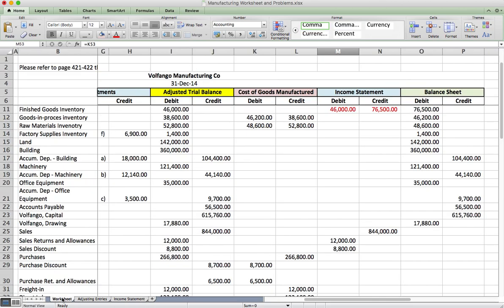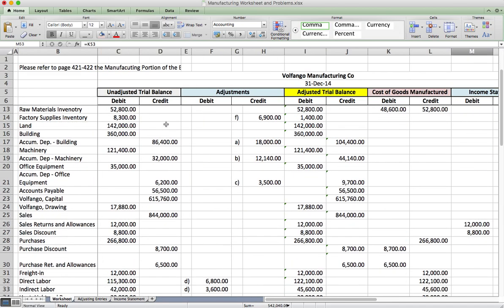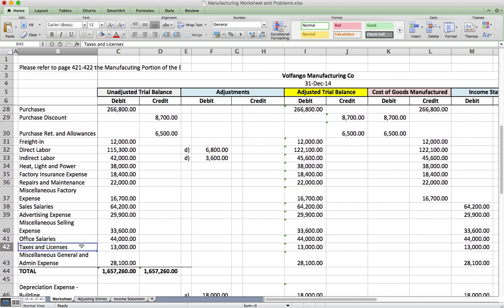Let's go to our worksheet. We have atong sales salaries. Ano yan? That is your selling expenses. Advertising, selling expenses. Ito, selling expenses. Ito ngayon yung mga administrative expenses. Office salaries.